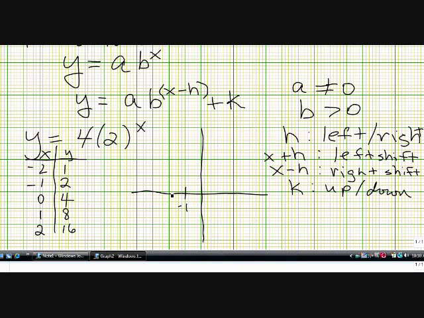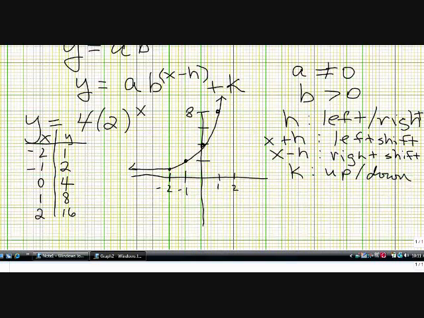So I'll go -1, -2, 1, 2, and I need to go up to 8, so I'm going to go 2, 4, 6, 8. -2 is 1, -1 is 2, 0 is 4, 1 is 8, and I can't get anything else on there. Okay, so that's like one we did yesterday.